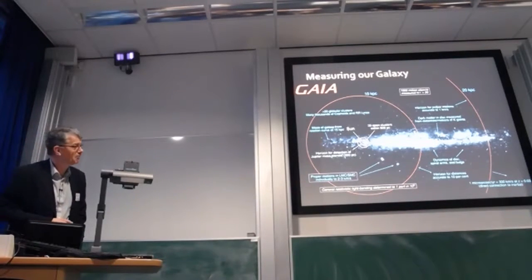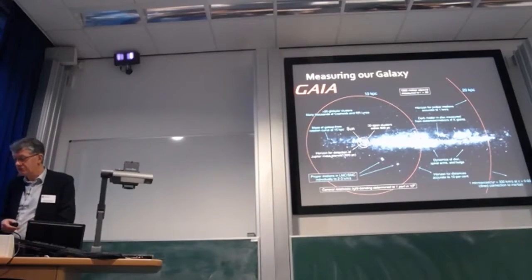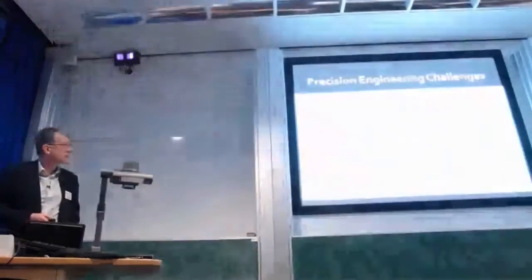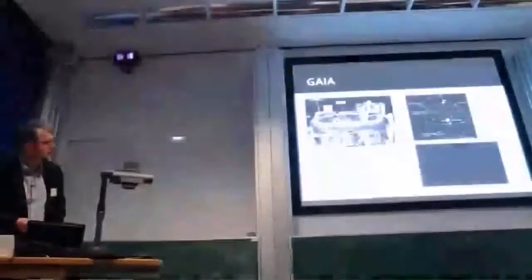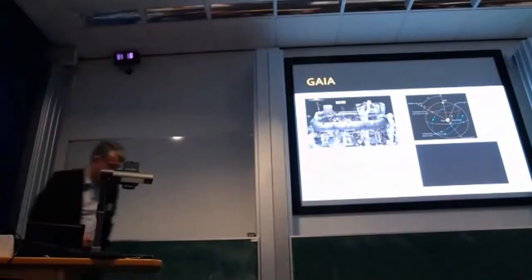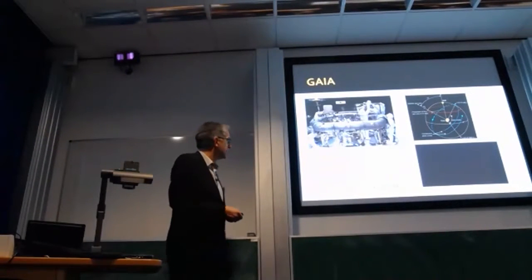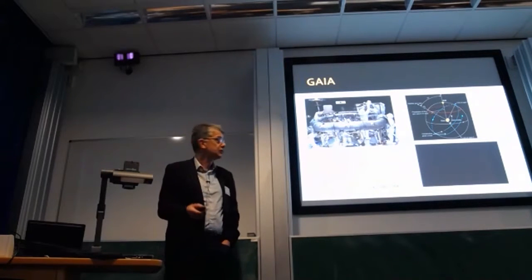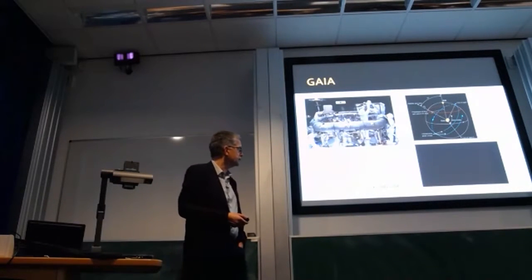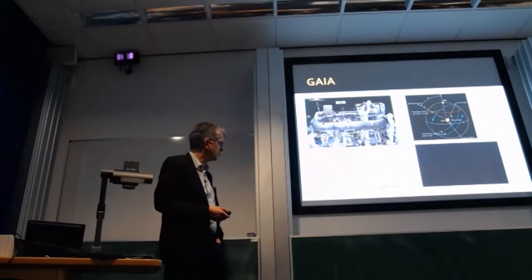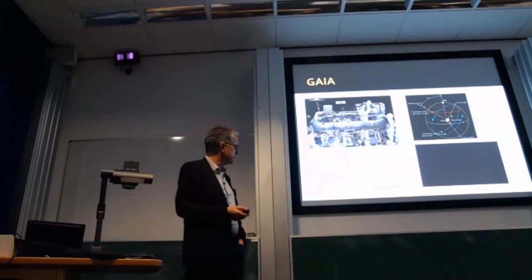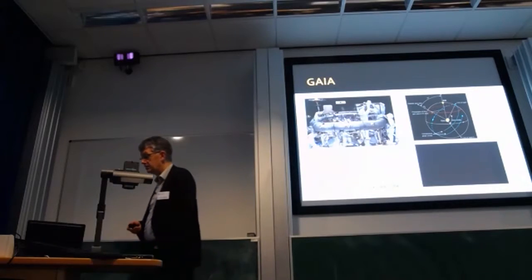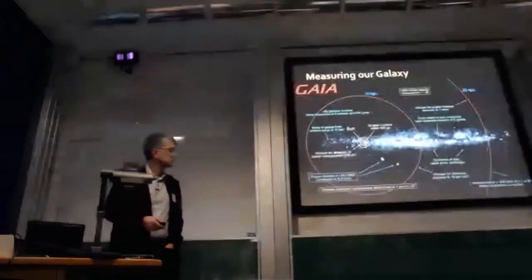It's still a huge number, and they're measured to extreme precision. Okay, so the precision here is 10 microarc seconds, which is equivalent to a human hair at 1,000 kilometers, or 2 centimeters on the moon. And this is a billion stars, 1% of the Milky Way stars.